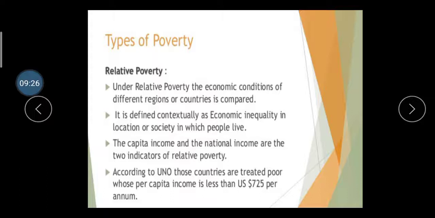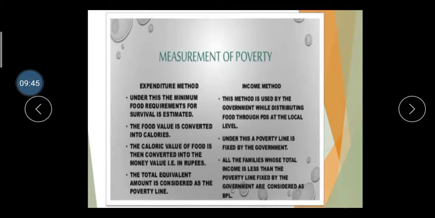If we have to do the comparison with rupees and dollars, we cannot get the right analysis. That's why all countries have to analyze their income and transfer their income into dollar value, and after that they can do the comparison. Then here is the measurement of poverty.